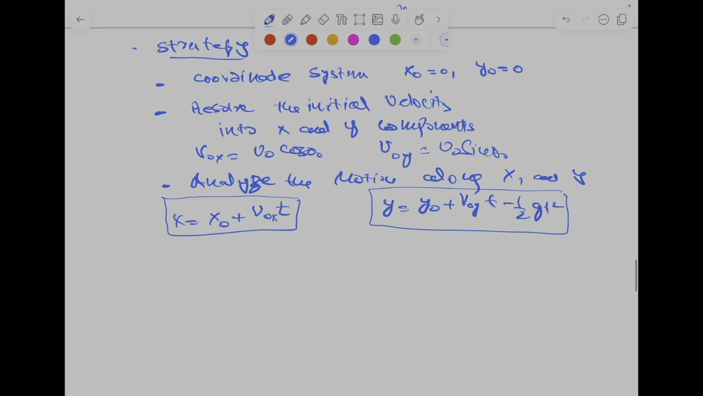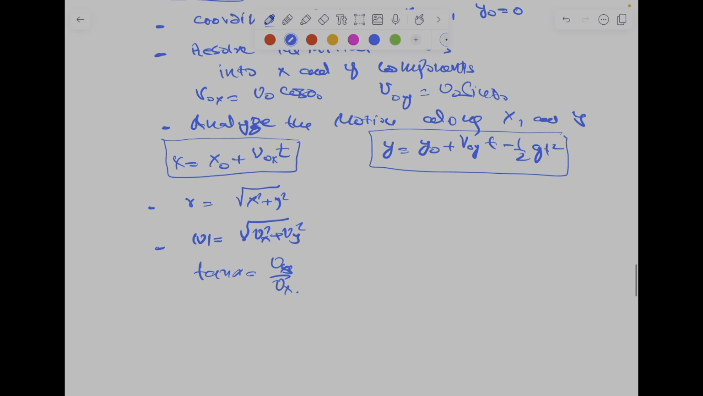So when you find your x and y, you can find the distance from the origin, which is nothing but the square root of x squared plus y squared. Okay, and if you analyze the motion, you can find vx and vy, you can find the speed of the projectile, and you can find the tangent of alpha, which is nothing but vy over vx.